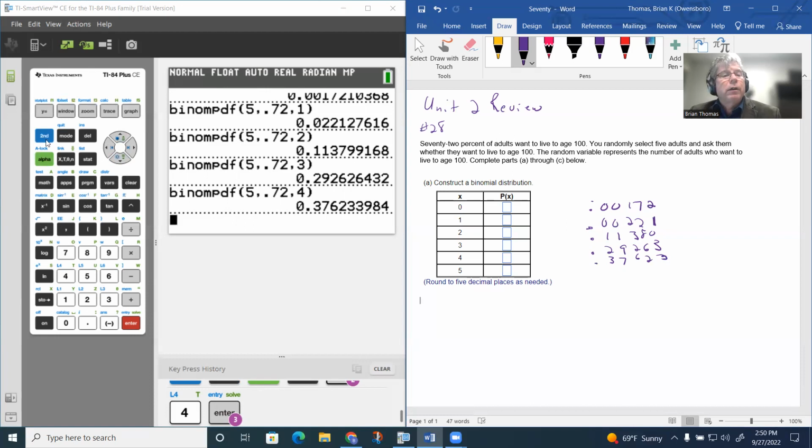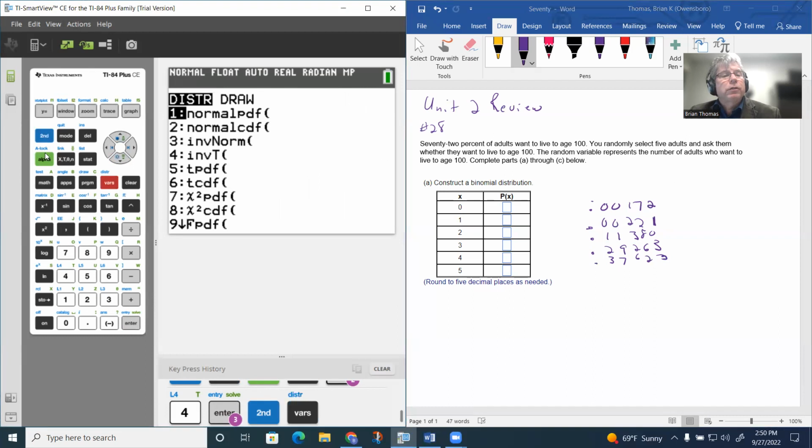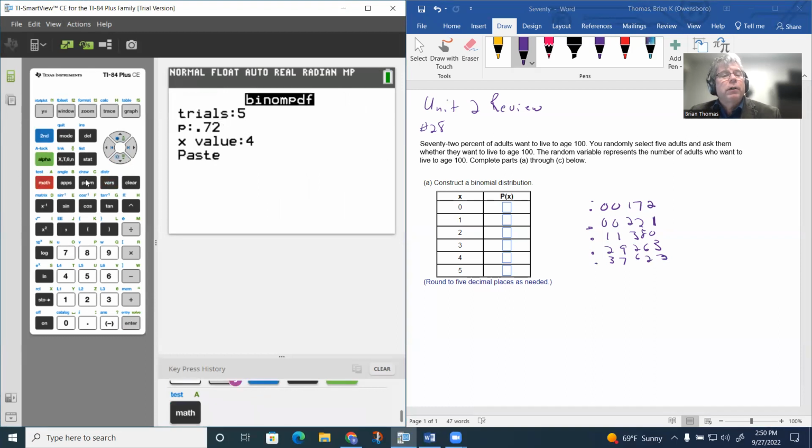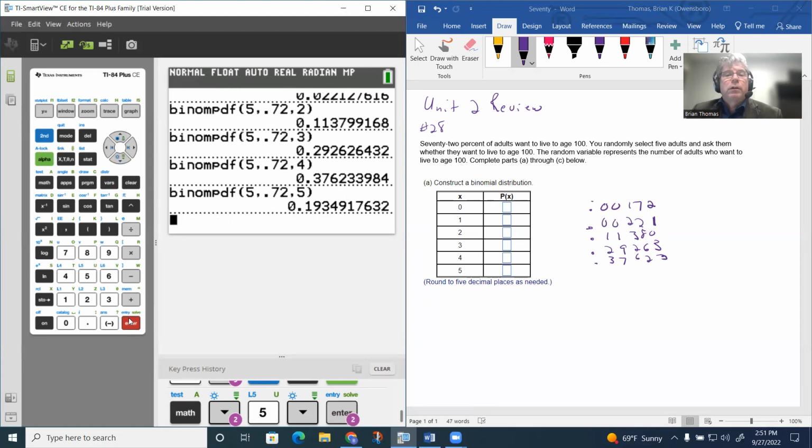So second distribution, and shortcut is alpha A. That stays 5 trials, 5 people. And then paste it on down. And they'll say, well, it kind of drops from there. So not everybody's all in. So it drops down to 0.1934. And that 9 does stay.